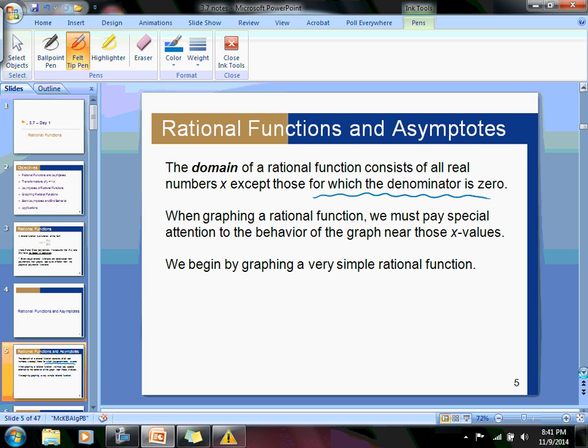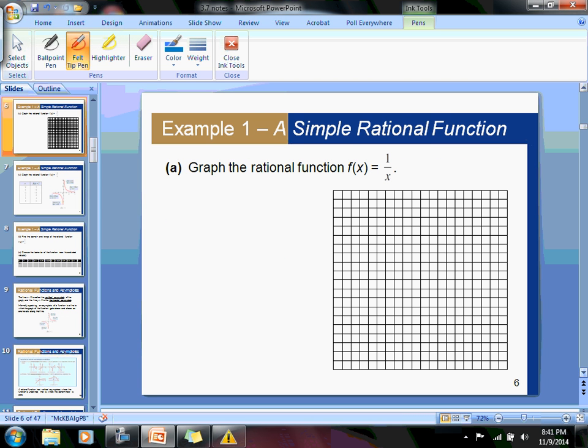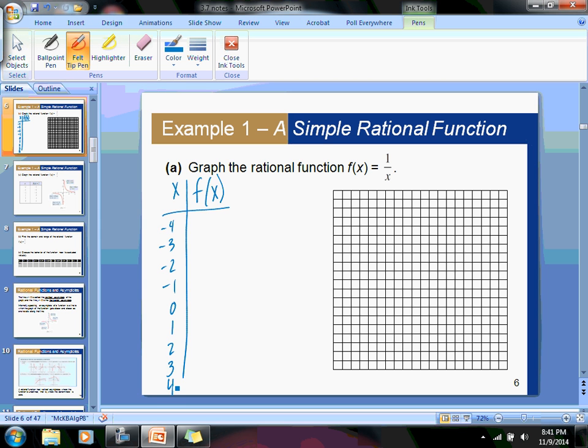So let's start with a really simple rational function, just so we can see what these actually look like. You can type this into your graphing calculator, go to y equals and type in 1 divided by x. When we're making our table of values, we have x and f of x, and we're going to need a lot of values here. I'm going to start at -4, and let's go to +4.